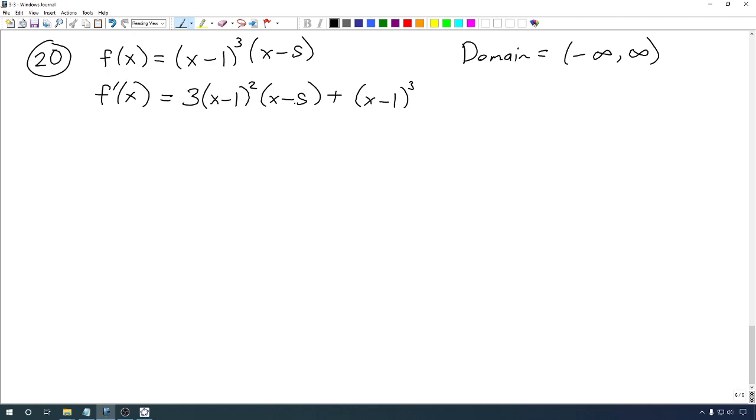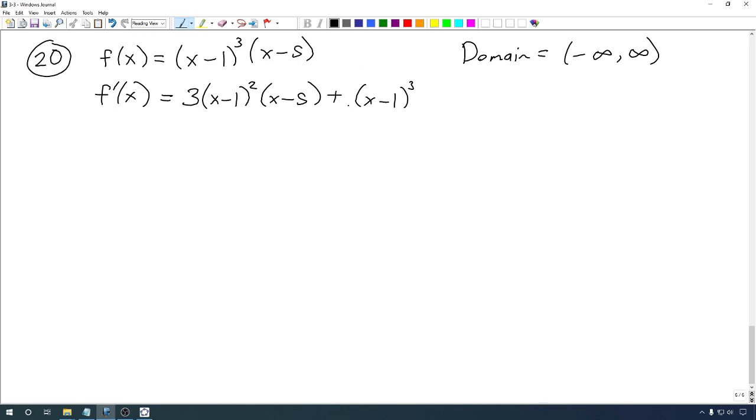And now, since we are trying to find the concavity of this thing, I would have to differentiate again. But that means I would have two general power rules. I'd have another product rule. How about we simplify this first, and save us a little bit of work in taking the next derivative.